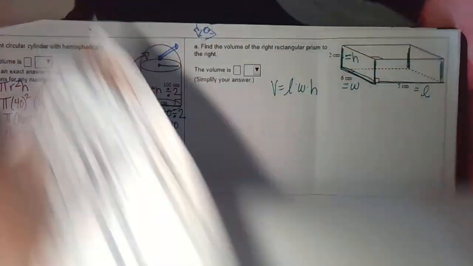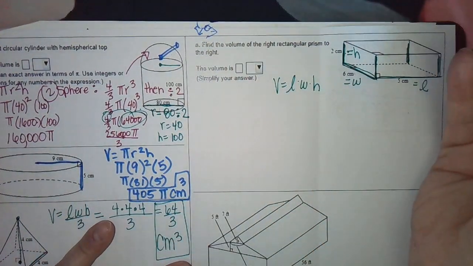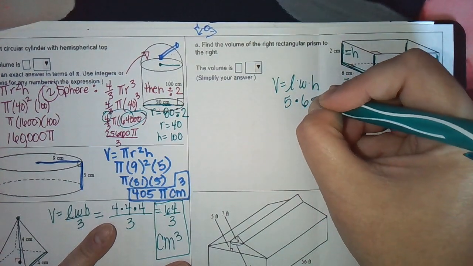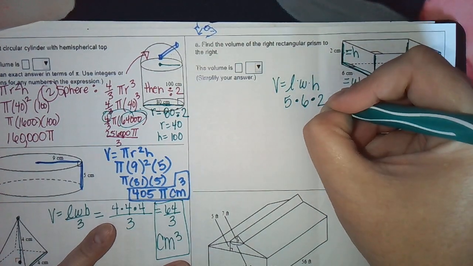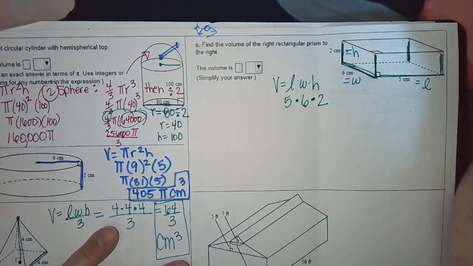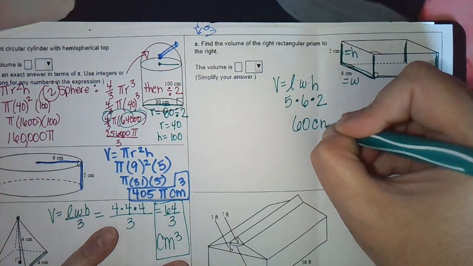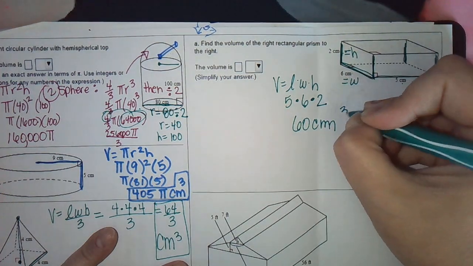Okay, so let's multiply those together. We're going to have length 5 times W, 6, times 2. Yeah. And that makes 30, 60. And we're in centimeters. Whoops. And we're cubed.